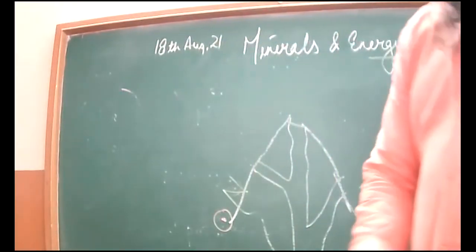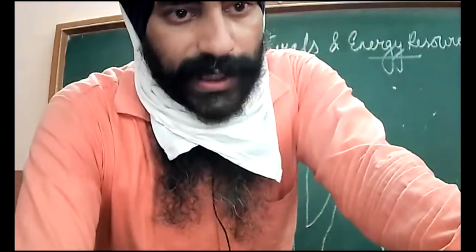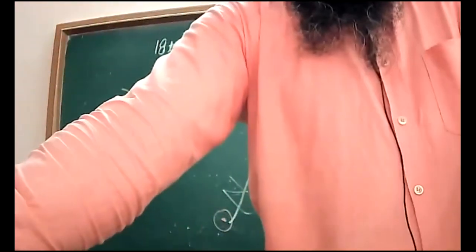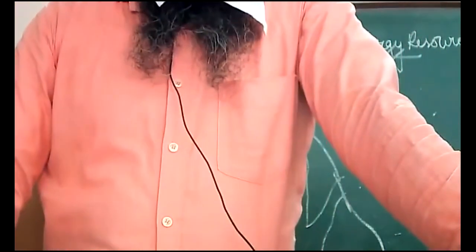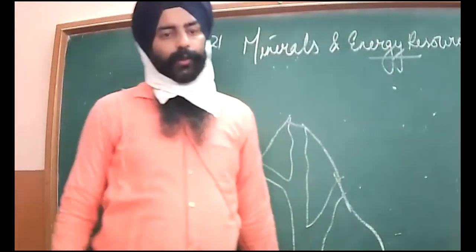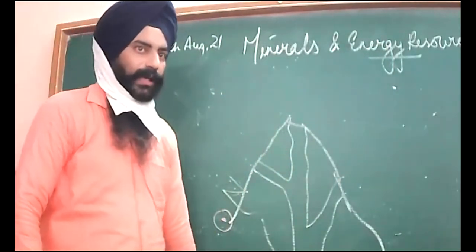When the magma cools down on the surface of the earth crust, extrusive igneous rocks are formed. When magma cools down on the surface of the earth crust, magma just comes up on top of the crust, and it cools down, through which the extrusive igneous rocks are formed.